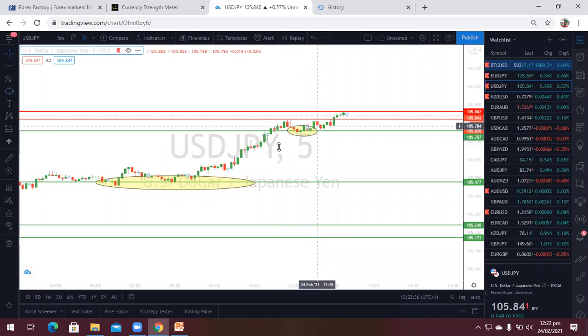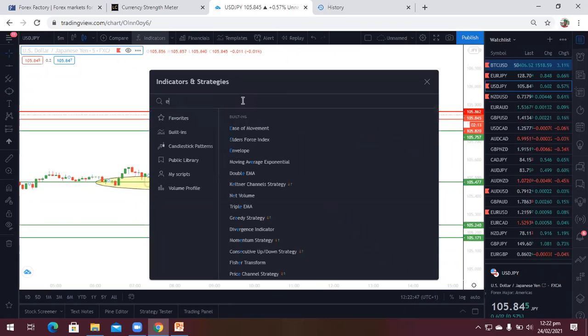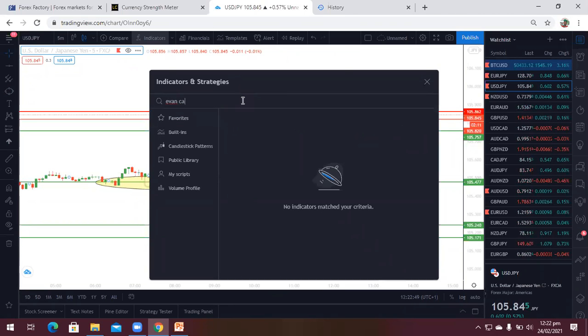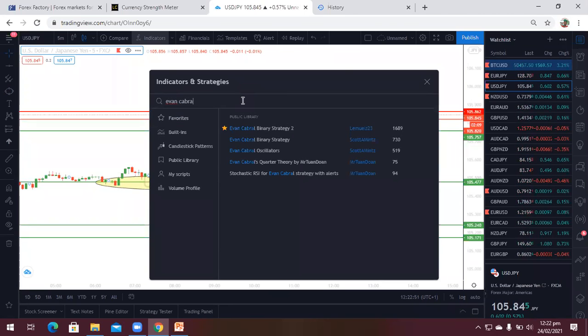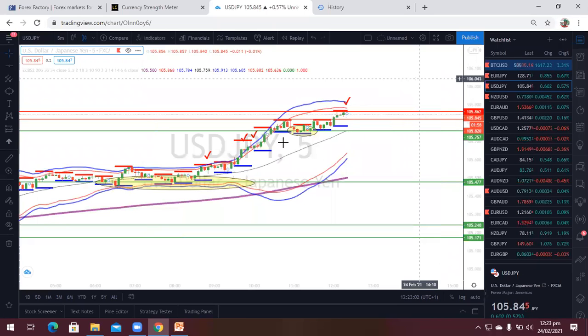Right. So having done this, all I did was get support and resistance with my naked eyes. Now you go straight to the indicators, right? You click on indicators, and just type Evan Cabra. Once you type Evan Cabra, it gives you this suggestion, Evan Cabra Binary Strategy 2. You click on that, just once. Everyone, what do we have here?